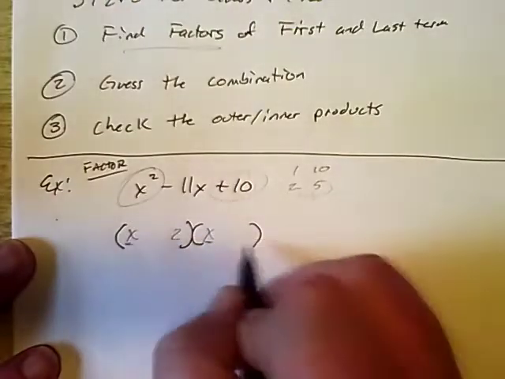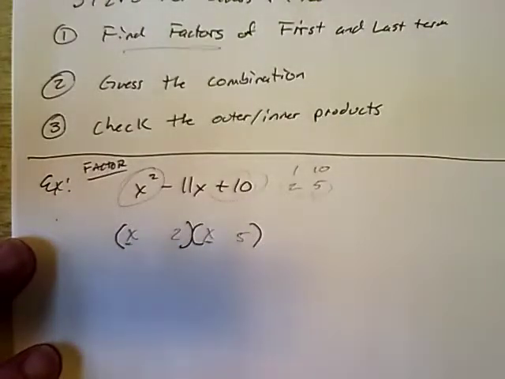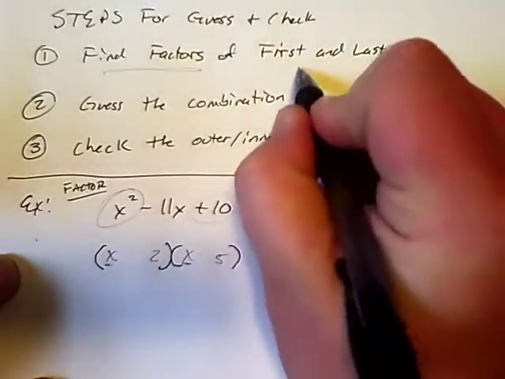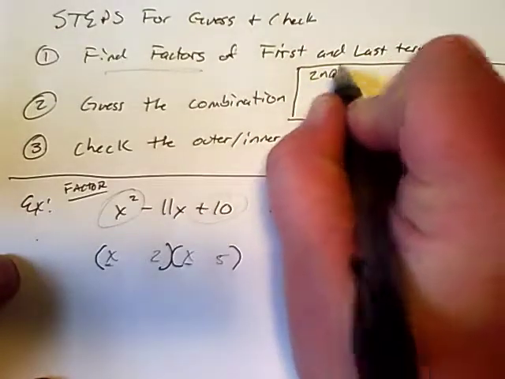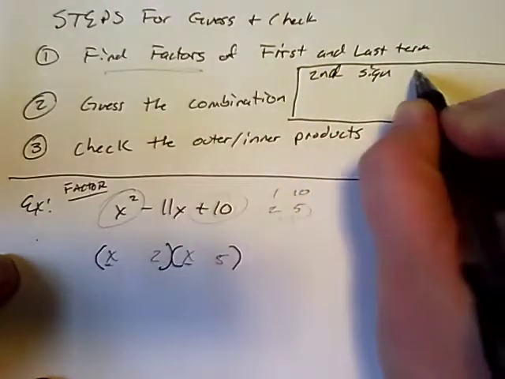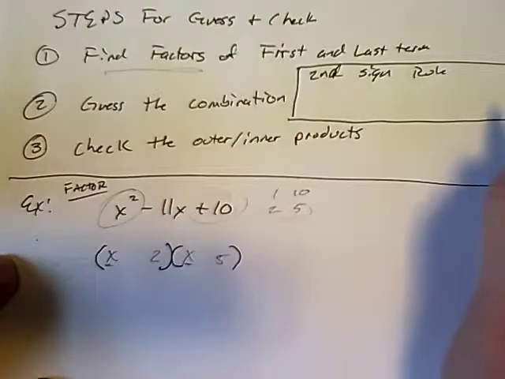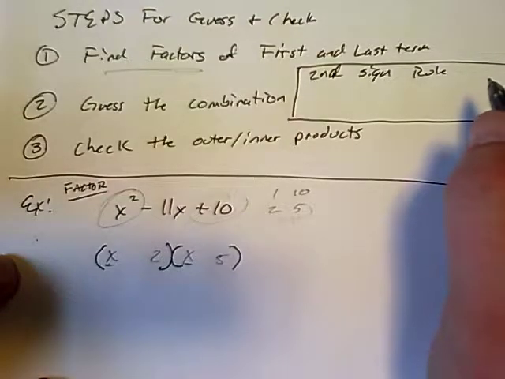So if I put my 2 in here and my 5 in here, now I'm going to see what's my second sign. So now, up in our notes section up here, I need to pay attention to what's called the second sign rule. The second sign rule.